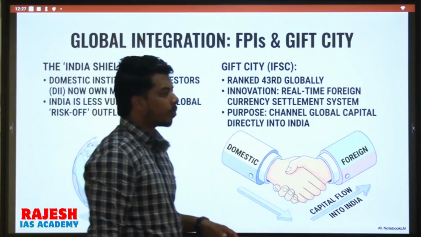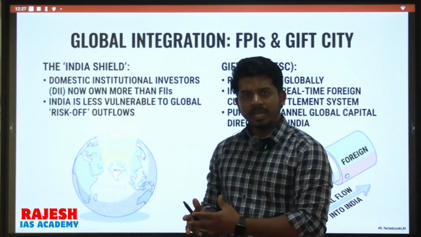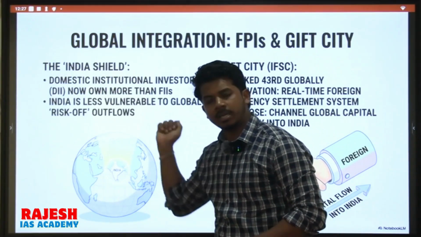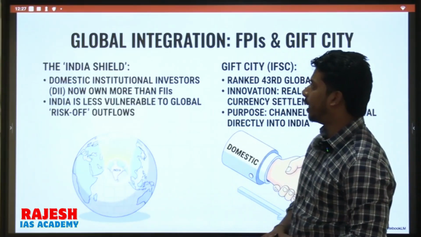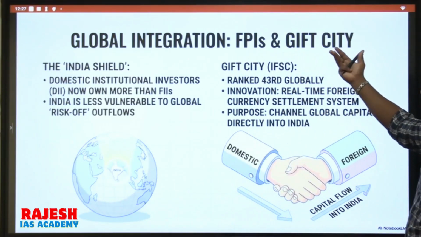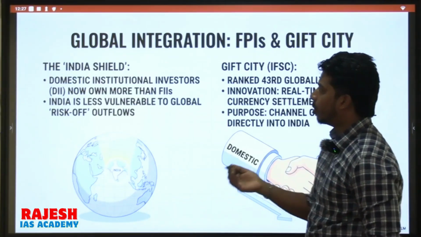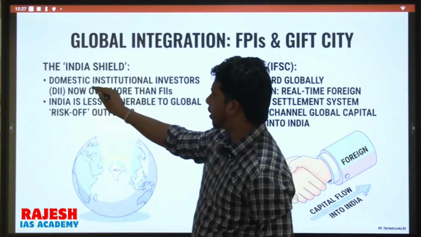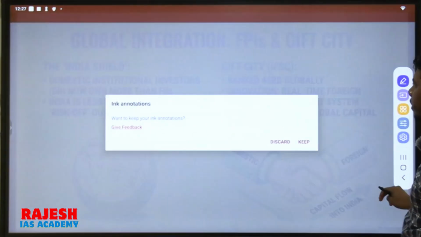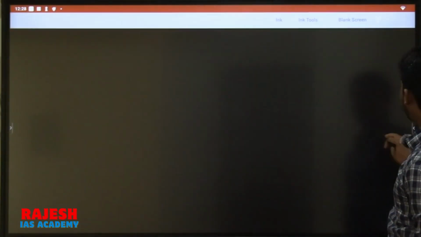Now we have seen our financial system. Now what about the integration of our financial system with the rest of the world? For this integration, we need international financial service centers like GIFT City. We know domestic institutional investors are now more than foreign institutional investors. We have already seen this. It is a good thing. Less dependence on other countries is a good thing.